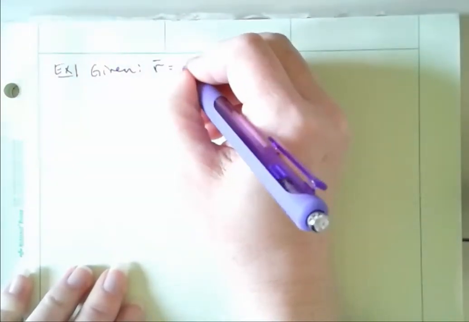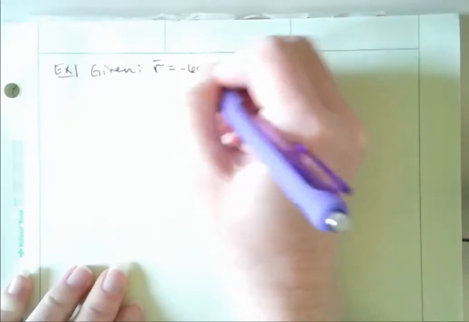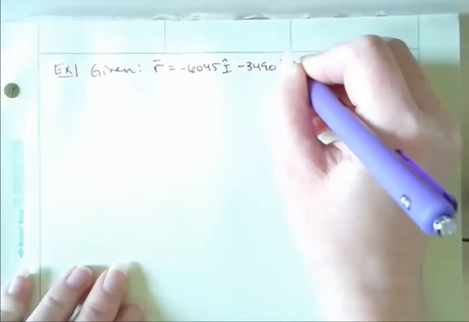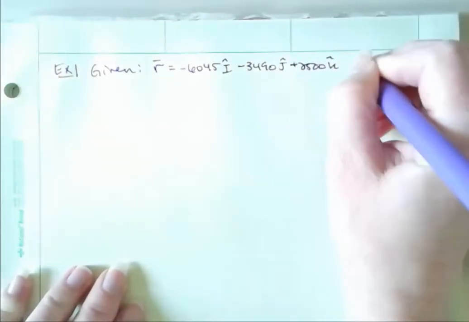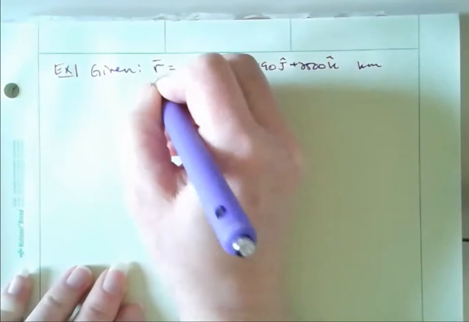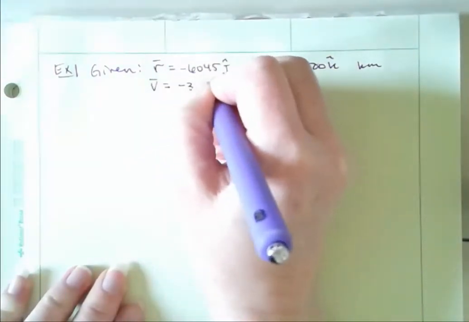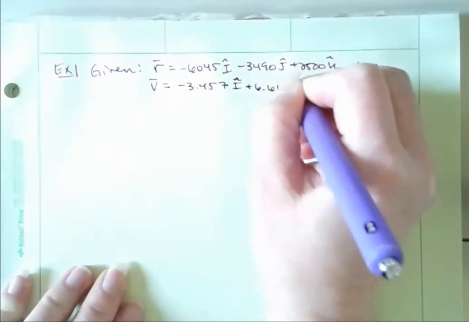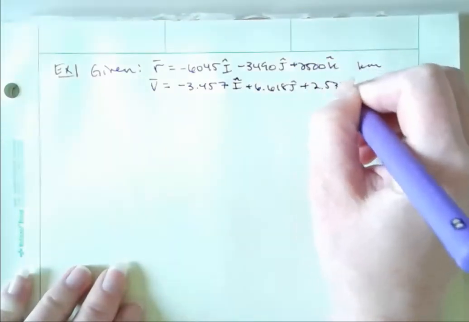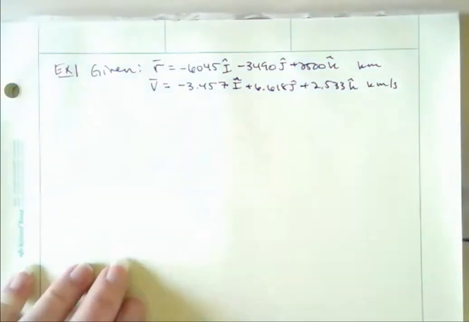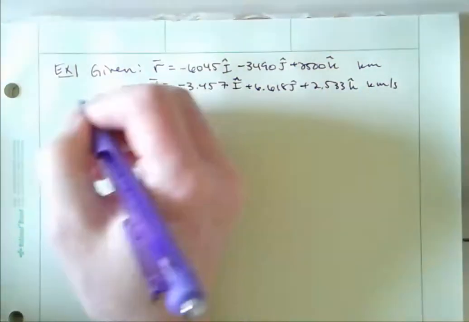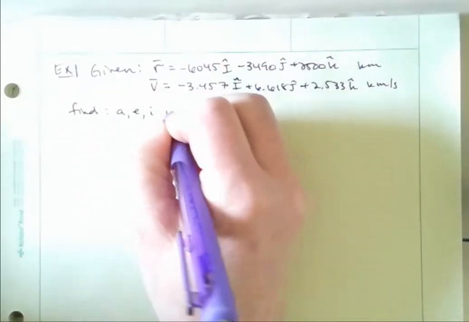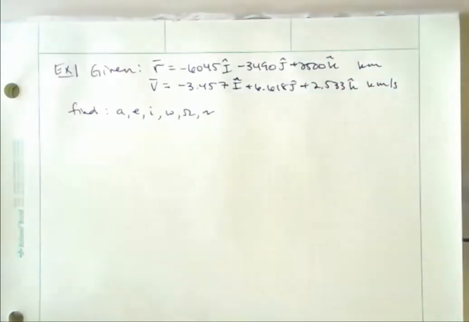Alright, so we're going to be given r, which is the position vector: negative 6045 I minus 3490 J plus 2500 K, in kilometers. And then we're also given a velocity vector: negative 3.457 I plus 6.618 J plus 2.533 K, in kilometers per second. So we have those two vectors. We want to find the 6 orbital elements: a, e, i, little omega, capital Omega, and true anomaly nu.